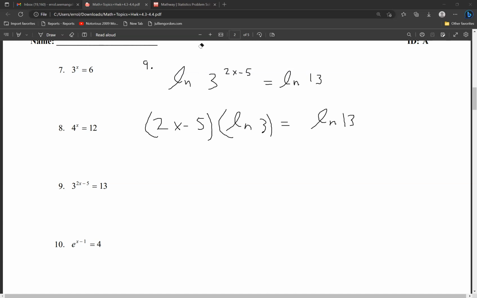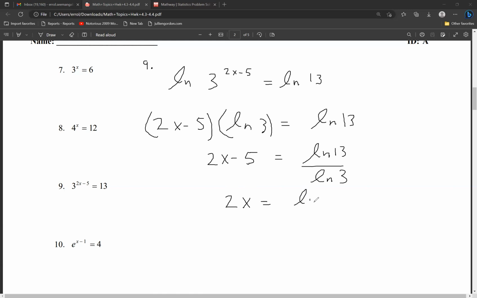All right, so how can we solve for x? We are going to divide both sides by ln 3. So 2x minus 5 equals ln 13 over ln 3. With me? You understand this? Yes. Okay, so now just take the 5 to the other side.